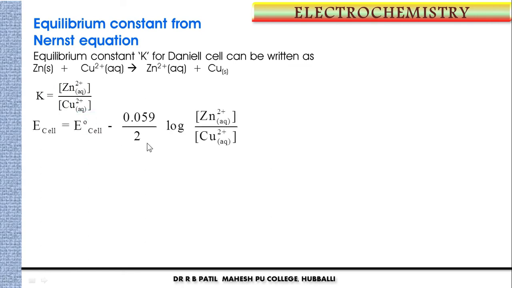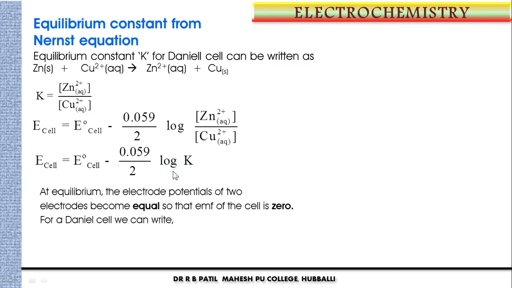Already we have written many times: E naught cell minus 0.0591 divided by 2 log Zn2 plus divided by Cu2 plus. Correct? But this molar concentration ratio Zn2 plus divided by Cu2 plus is equal to what, students? Equilibrium constant K. So I can substitute that one by K. But at equilibrium, what happens? Electrode potential of 2 electrodes become equal, so that EMF of the cell becomes equal to 0. So this E cell becomes 0.